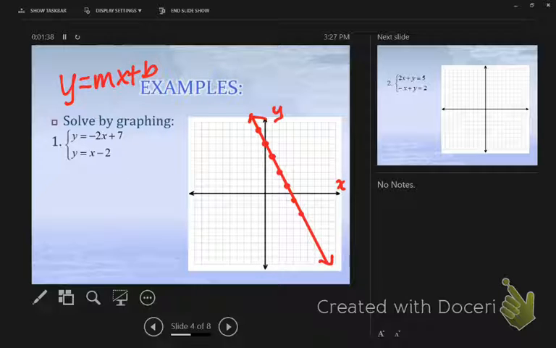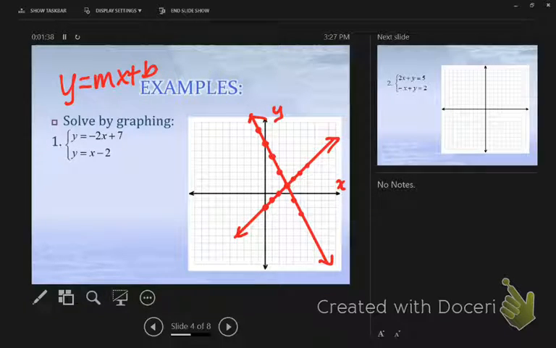To graph the next equation, we have y equals x minus 2. That means our y-intercept is at negative 2, and our slope is 1. So we'll go up 1 to the right 1, up 1 to the right 1, up 1 to the right 1. We keep doing that to get more and more points. And again, we make our line using a straight edge.